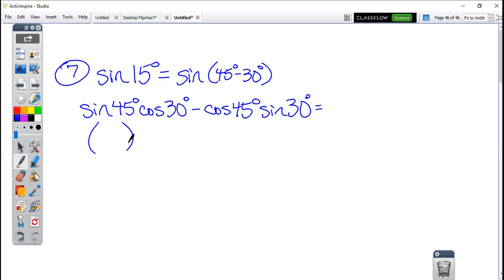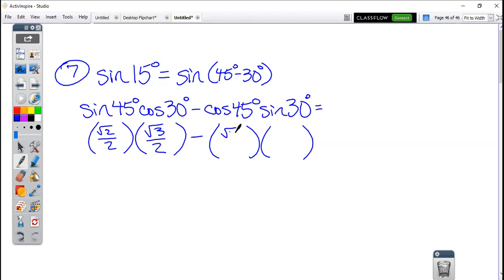And we look at our chart or use our finger, whichever way you want to do it. Sine of 45 is square root of 2 over 2. Cosine of 30 is square root of 3 over 2. Cosine of 45 is square root of 2 over 2, and sine of 30 is 1/2. And one more time, we get square root of 6 minus the square root of 2 over 4.